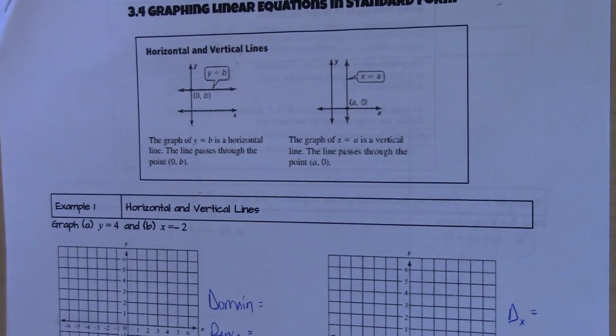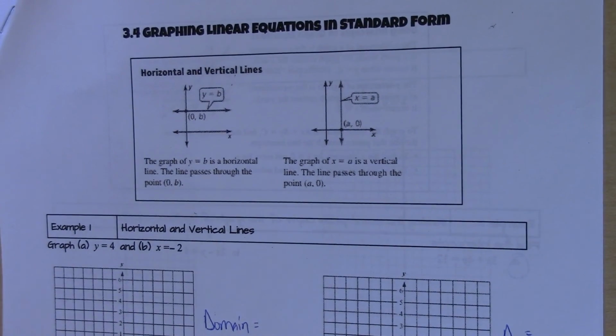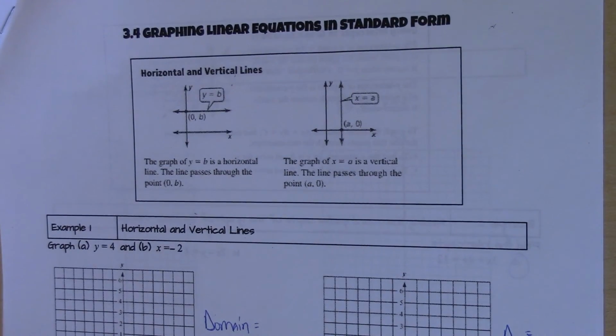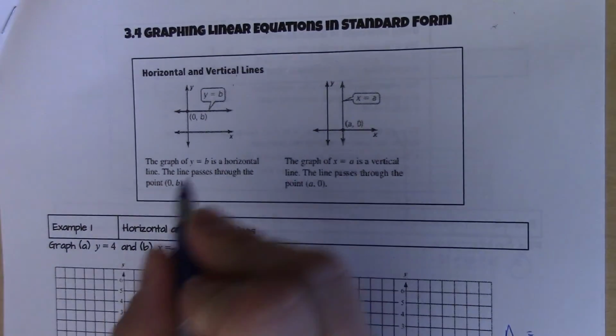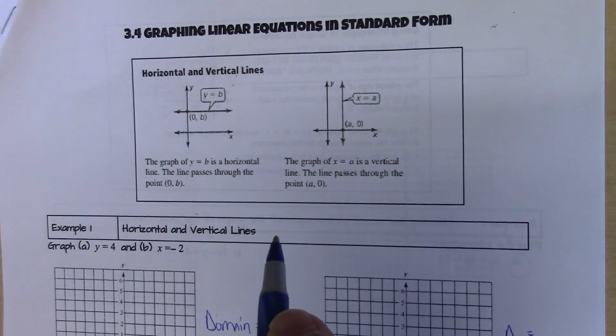Hey guys, 3.4 here. Graphing linear equations in standard form. And we're going to start with kind of the easier ones, the horizontal and vertical lines, right?